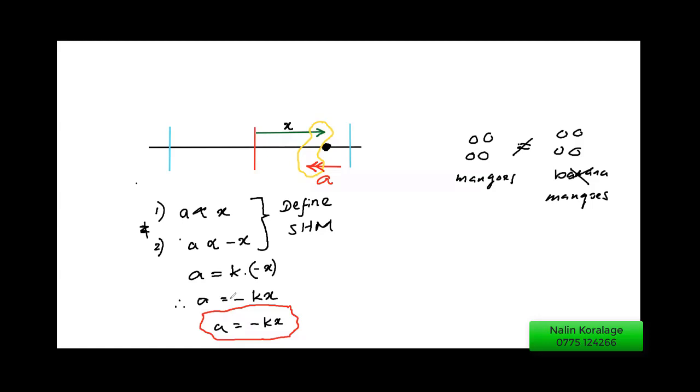What is the meaning of the word uniform there? What is being done by that word uniform there? Uniform means constant angular velocity.